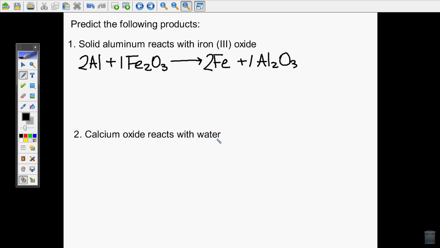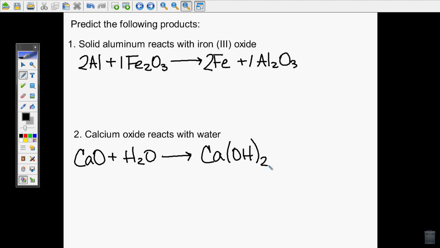Calcium oxide reacts with water. Alright, calcium oxide reacts with water. This one's a little tricky. I don't know if y'all would be able to do this one right away. This is a synthesis, and this produces calcium hydroxide. This one's a little harder.